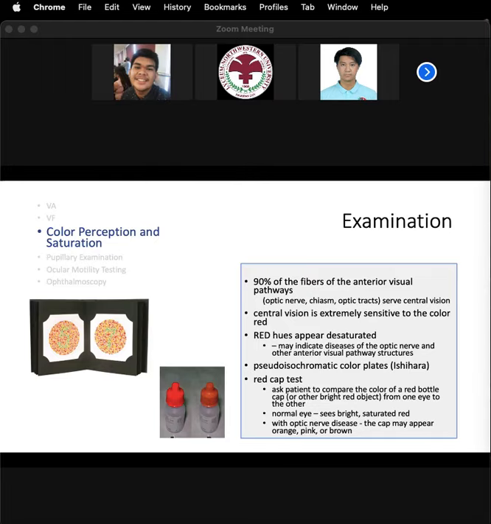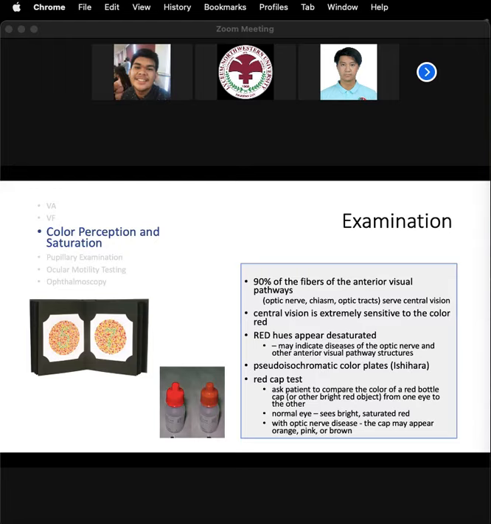For color perception and saturation, 90% of the fibers of the anterior visual pathways serve the central vision, which is extremely sensitive to the color red. The peripheral retina, by contrast, is nearly blind to red. Consequently, many diseases of the optic nerve and other anterior visual pathway structures will cause red hues to appear desaturated, like this red. If red appears desaturated, you may have some disease of the optic nerve.